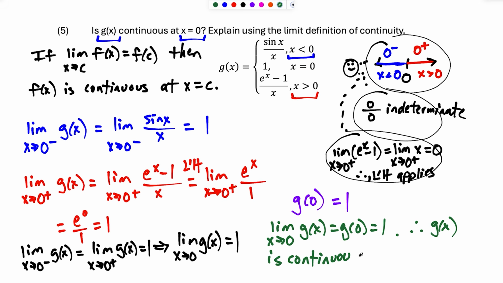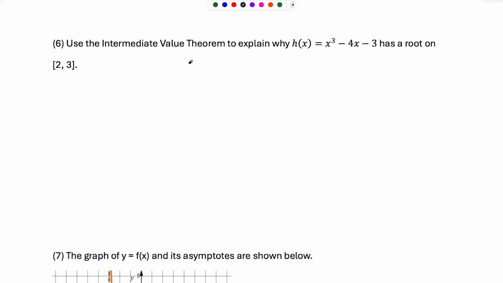Okay, so this here would get us full credit for a question where we're required to explain using the limit definition of continuity. We say the limit as x approaches 0 of g of x equals g of 0 equals 1, and this tells us g is continuous at x equals 0. Question 6, we're going to use the intermediate value theorem to explain why h of x has a root on the interval from 2 to 3.